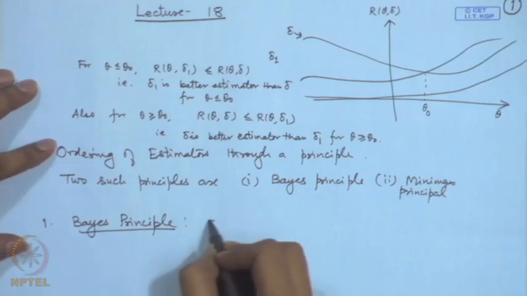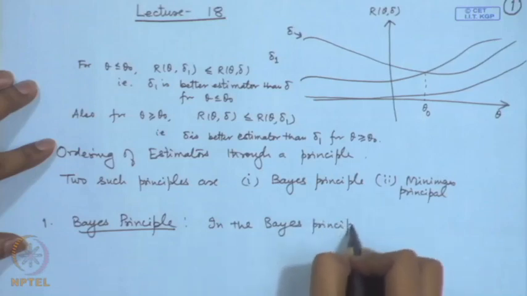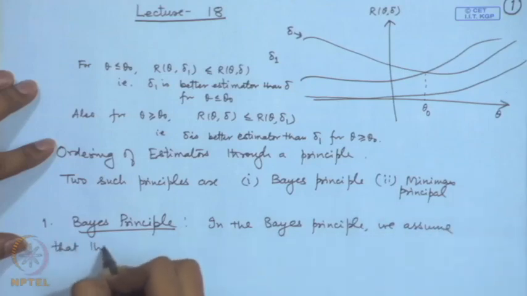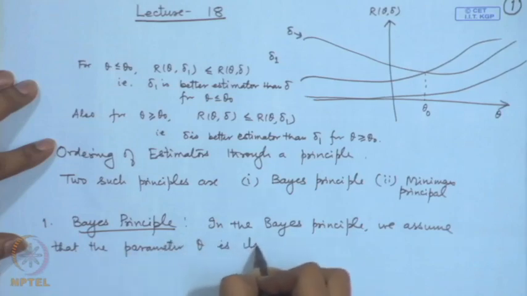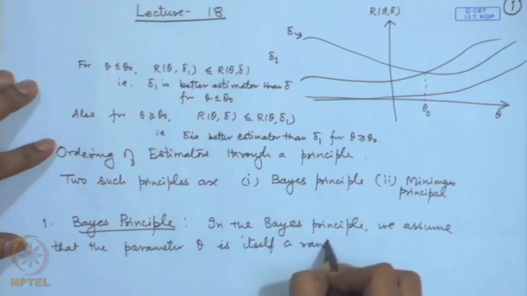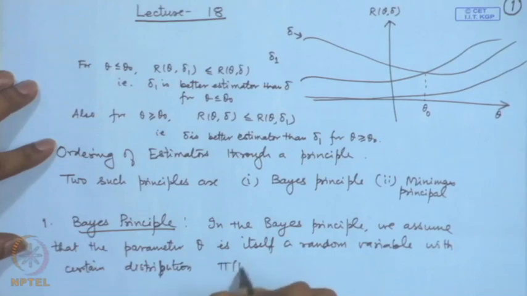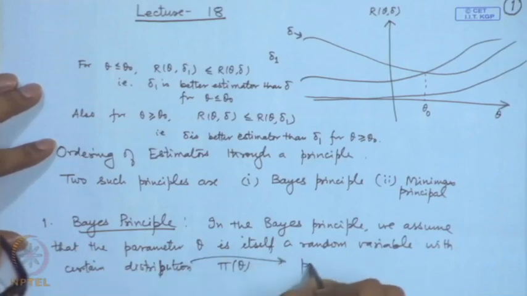In the Bayes principle, we assume that the parameter theta is itself a random variable with a certain distribution, called say pi(theta). This distribution that I am calling pi is called the prior distribution.